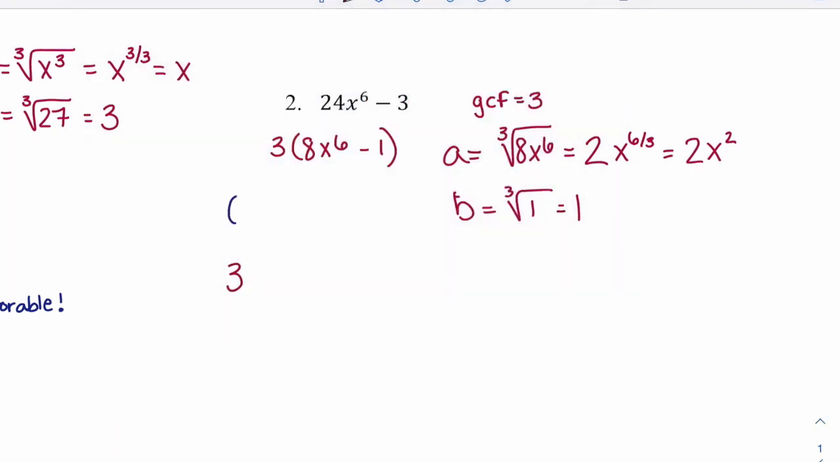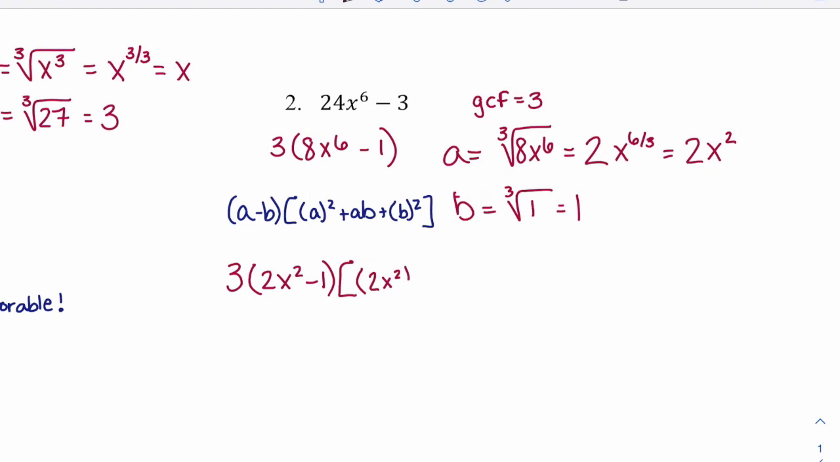Let me write the formula for you. A minus b, remember same, a squared plus ab because it's opposite, plus b squared because always positive, and sub in. So a is 2x squared minus 1 times, now this is where the extra parentheses really come into play. I need to do parentheses 2x squared, and then I need to square that, the whole thing, plus 2x squared times 1 plus 1 squared.